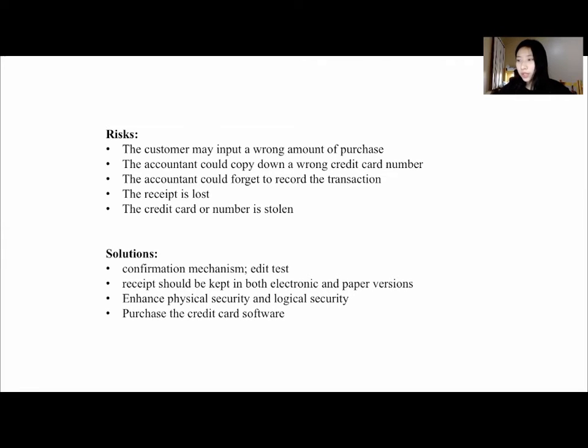First, we may use a confirmation mechanism. We may require the customer to double check whether they have input the right purchase amount and then click confirm. We should also require the accountant to confirm they keyed in the right number. Or we may use edit tests of length to avoid missing a number. Secondly, receipts should be kept in both electronic and paper versions. In this way, the risk of losing the receipt may be reduced.